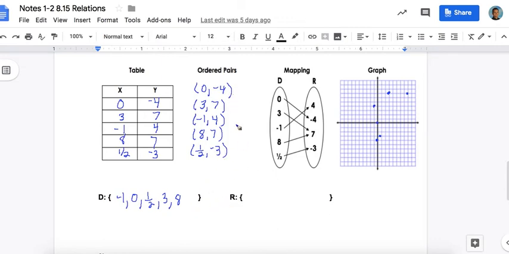Okay, now look at the y's. There is something repeating here. Let's start least to greatest. We have -4 first, and then we have the -3, and then we have a 4, and then the 7 repeats. So we're only going to write it one time.